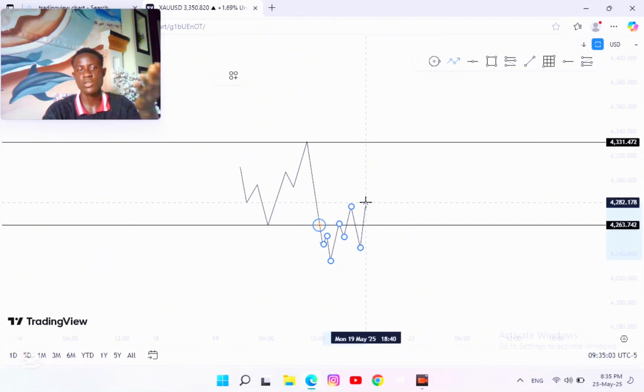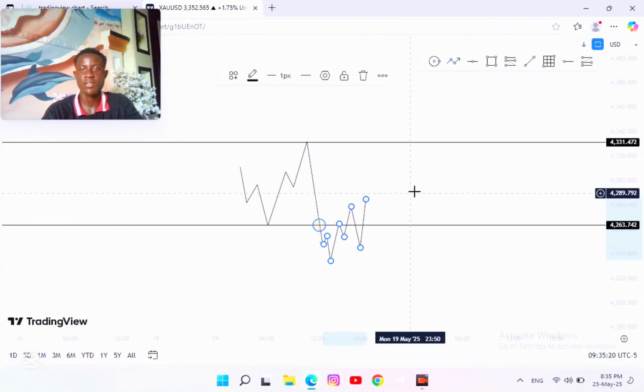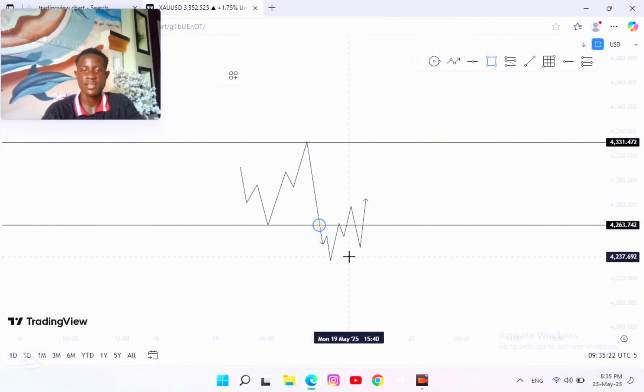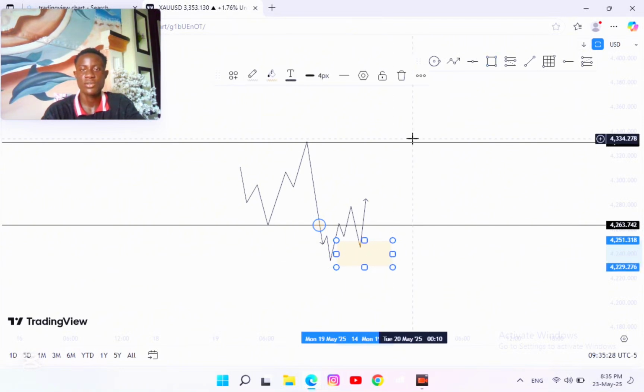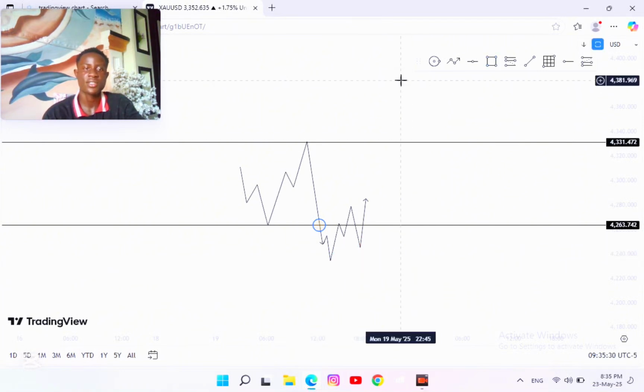What I'm going to be targeting, like I said, I'll show you in my next video, because it's going to contain my entry. I might add the HTF to it. I'm going to show you what I'll be targeting. All I want to show you is that once price comes to these areas, I'm going to buy. So this is simply my entry strategy.